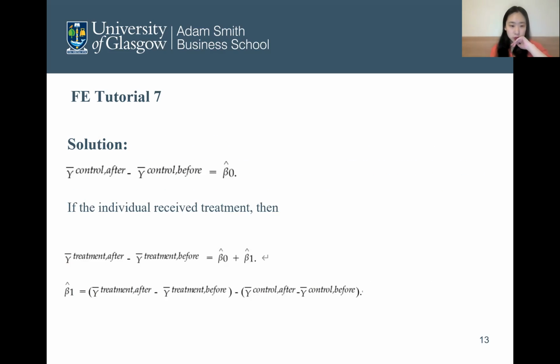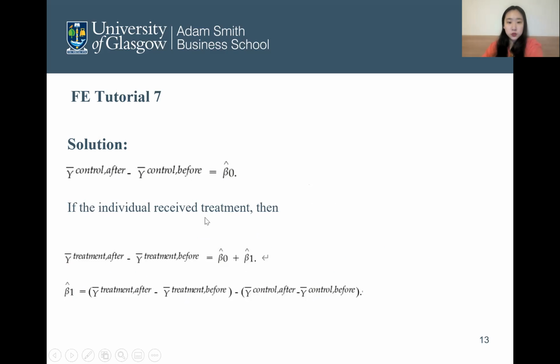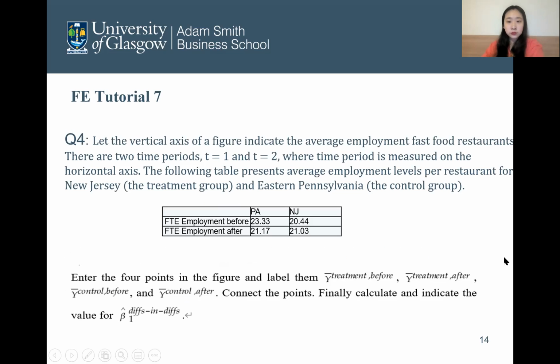Right, you can see it clearly. You can just have 1 minute to have a look. Right, so this becomes beta 1, becomes here. And then you know it's beta 0 and beta 1. And if it received the treatment, it becomes 1, right? And here, so beta 1. And then let's move on to question 4.